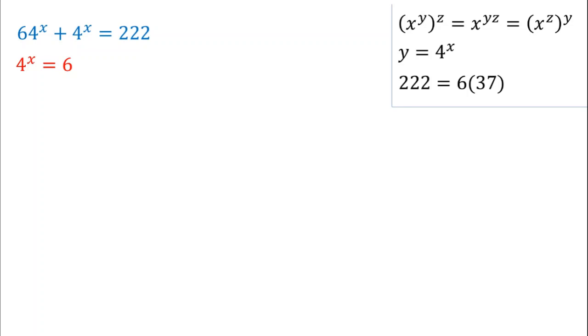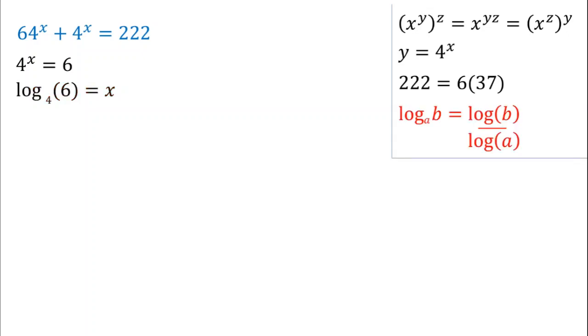Well, now we have the slight problem that we have a variable in an exponent. And so this is where we can use our logarithms to simplify this even further and remove the variable from the exponent. So this simply becomes the log base 4 of 6 equals x.